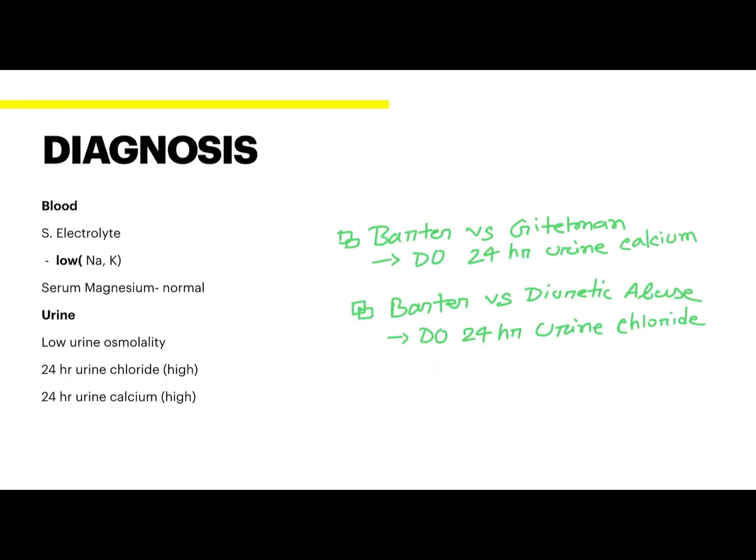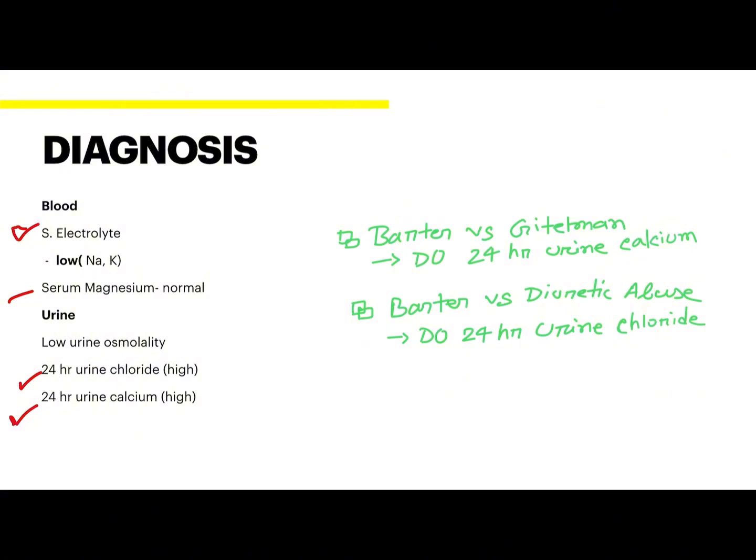To diagnose Bartter syndrome, we can do serum electrolytes, which will show hyponatremia and hypokalemia. Serum magnesium is normal because magnesium reabsorption occurs in the distal tubule, not in the loop of Henle. In the urine, we will find low urine osmolality. The 24-hour urinary chloride excretion is higher and the 24-hour urinary calcium excretion is also higher.